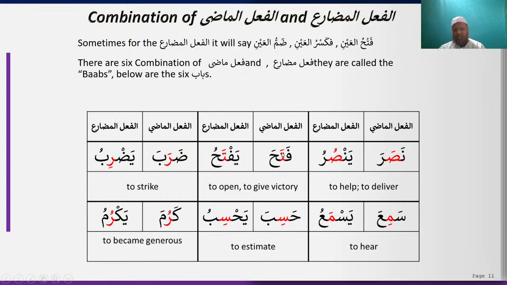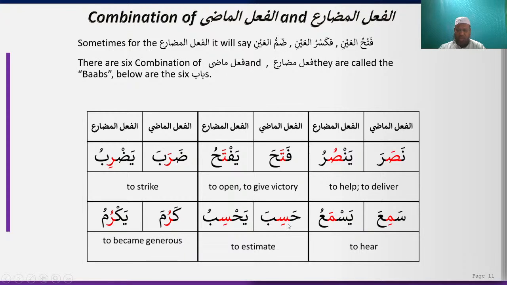But فعل ماضي also has a فتحة. Over here we're talking about فعل ماضي that has a كسرة. So in فعل ماضي عين الكلمة has a كسرة. In فعل مضارع عين الكلمة has a فتحة. So سمع يسمع.